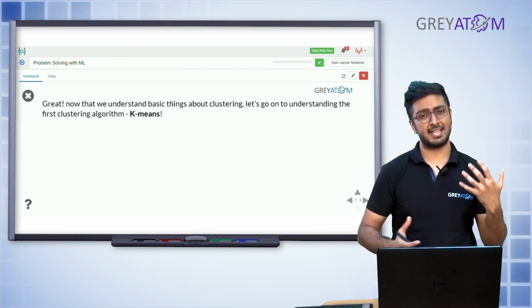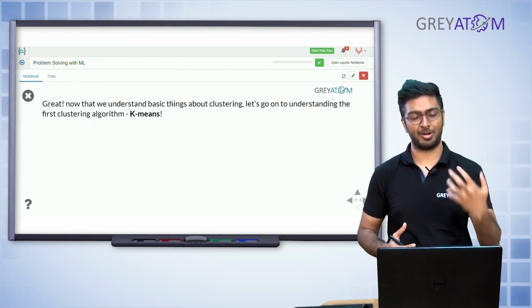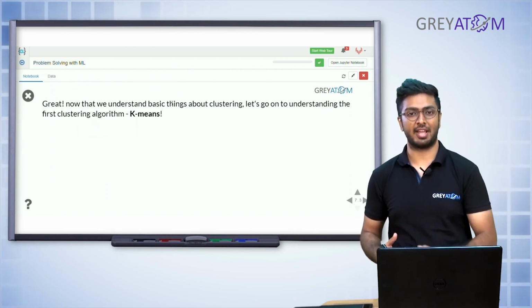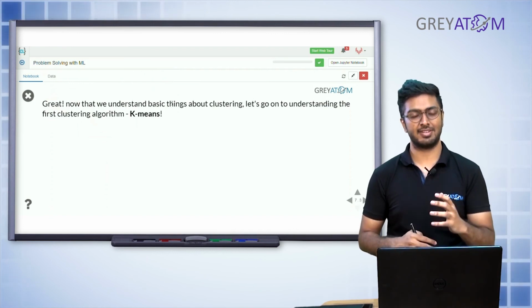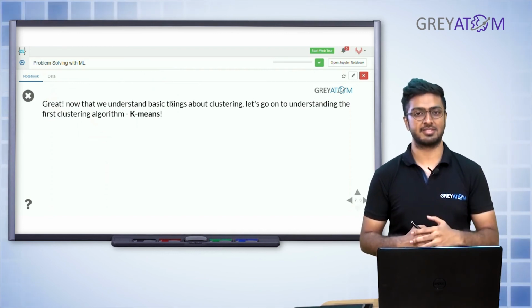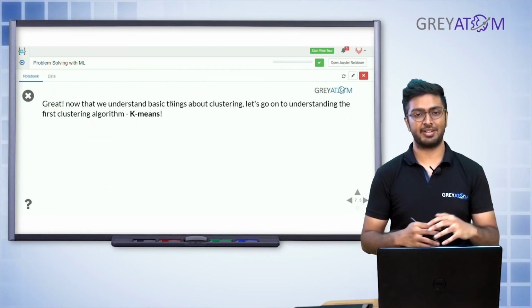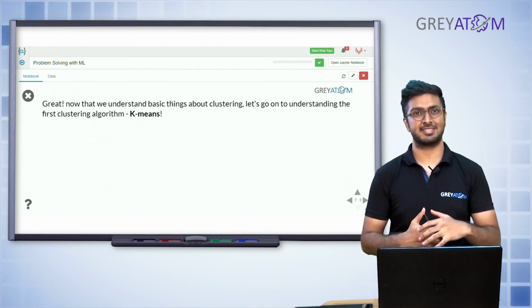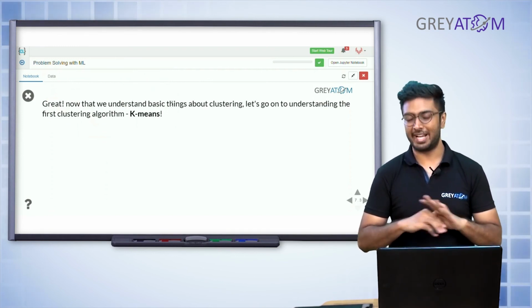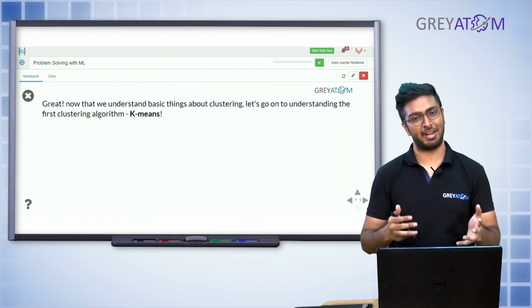Now that we understand some bit of clustering, what is it important for? What are the different techniques? Now let's go and understand the first technique, which is partitional clustering, and the most important algorithm for partitional clustering is called k-means, widely used, fantastic, very popular.